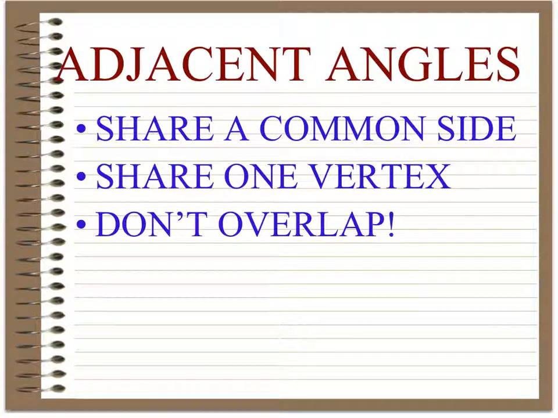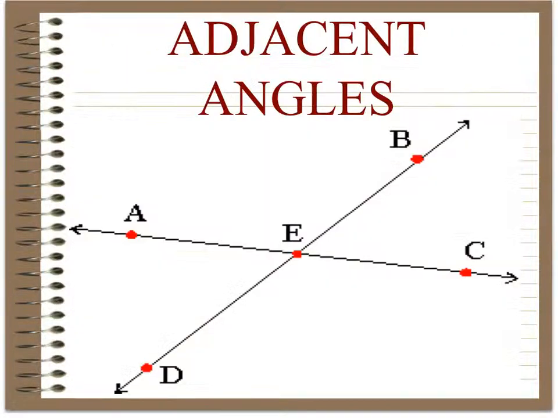So adjacents are a little bit more complicated. There's a couple things here. One is they share a common side. They share only one vertex. And the key point of this one here is they do not overlap. So that means you can't cross over something to get to an adjacent angle. And I'm going to show you a little trick that will help you with that as we go.